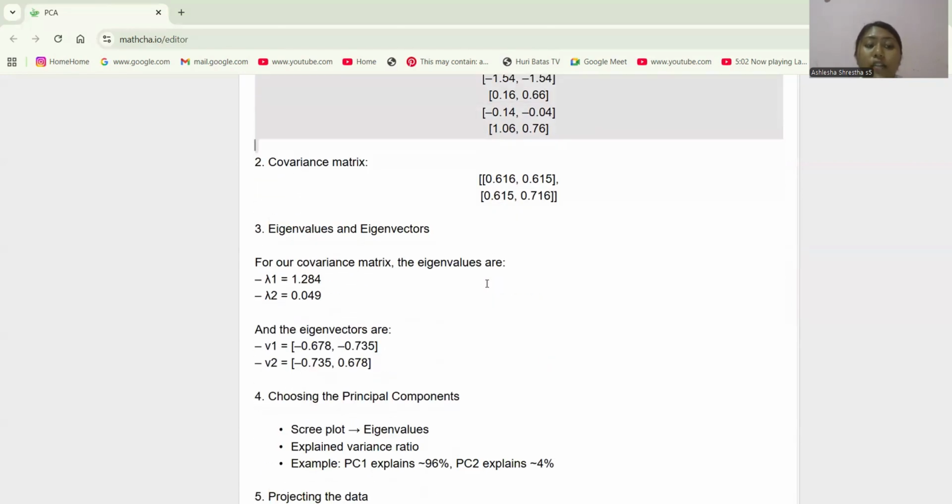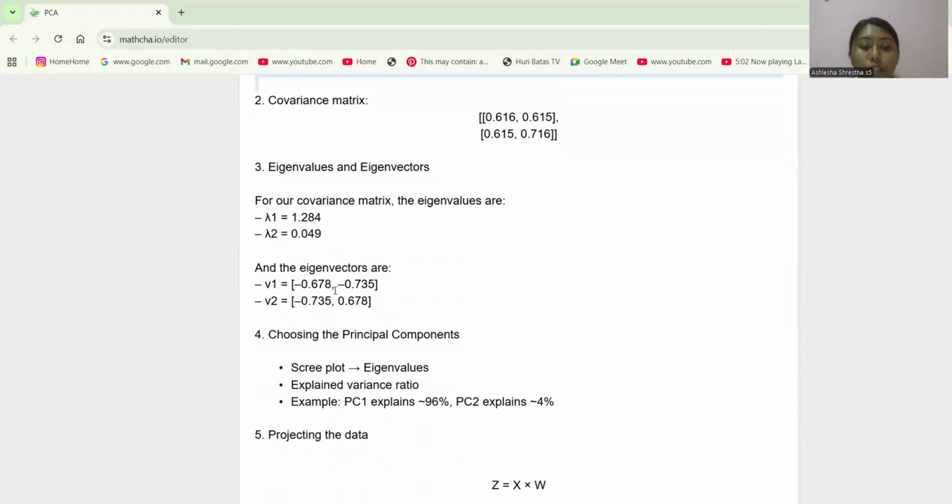For this dataset, the covariance outcome comes out to 0.616 on the diagonal from the first variable and 0.716 on the dimension of the second variable and 0.615 on the off diagonal, showing the strong positive relationship between these features.